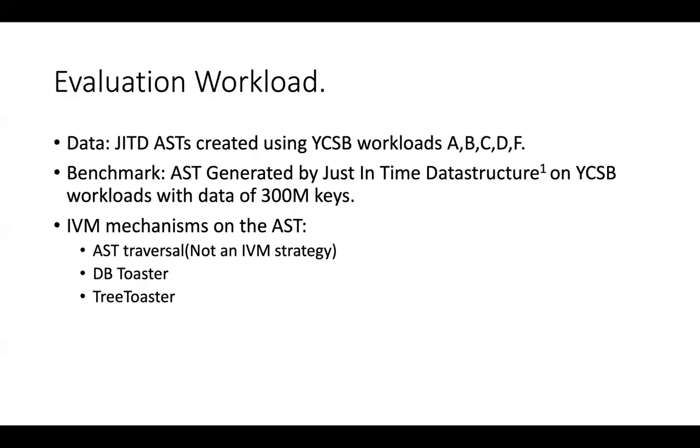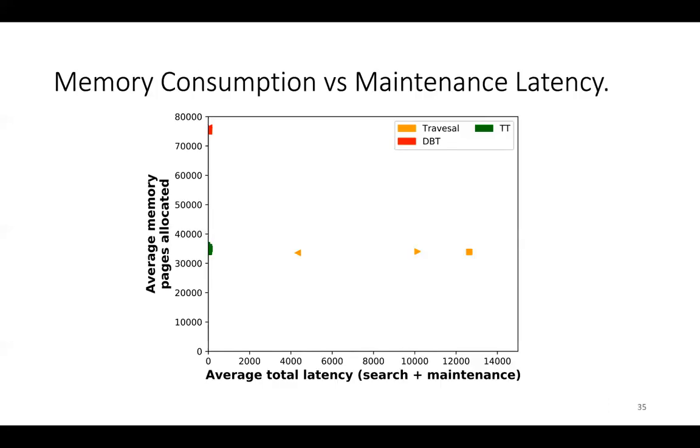We use the YCSB workloads A through F to generate the data and the operations that create the AST. We analyze the performance by comparing 3 mechanisms over the AST. First is the tree traversal, and then the 2 IVM mechanisms we discussed, DBToaster and TreeToaster. The figure shown here is a maintenance latency counted in CPU ticks versus memory consumption counted in pages between doing a tree traversal, DBToaster, and TreeToaster.